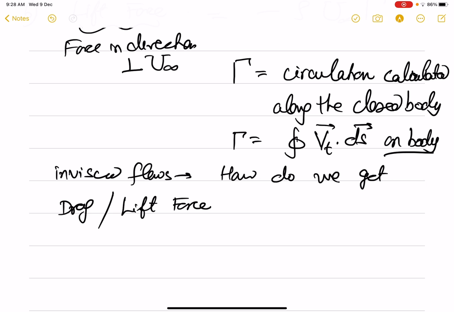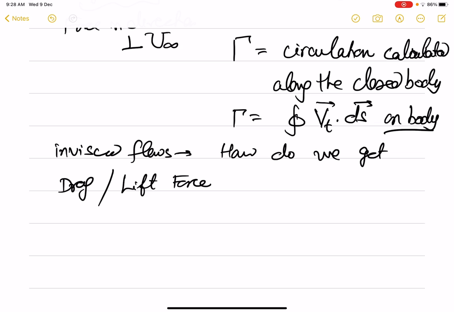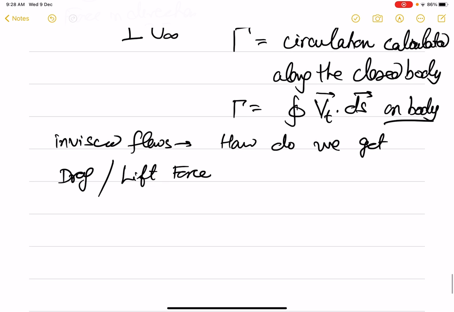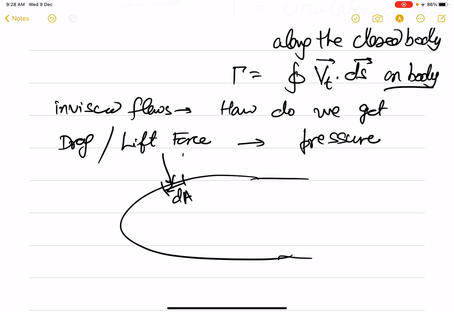Now, drag is 0, notice, only for a closed body. If the body is open, the drag could be non-zero. And these come because of pressure. The drag and lift force will come because of pressure. So suppose this is an open body, I choose an elemental area dA, I have pressure acting there.